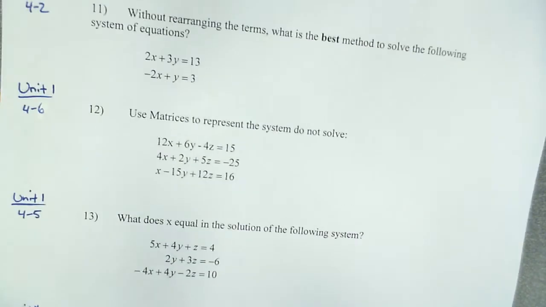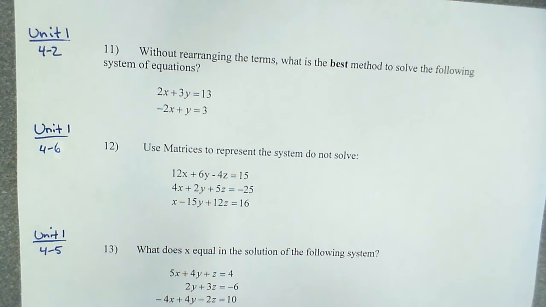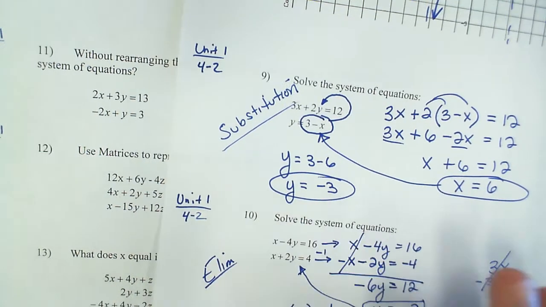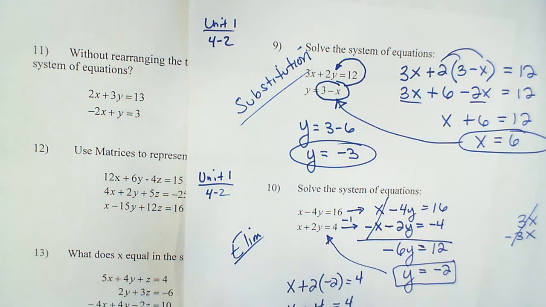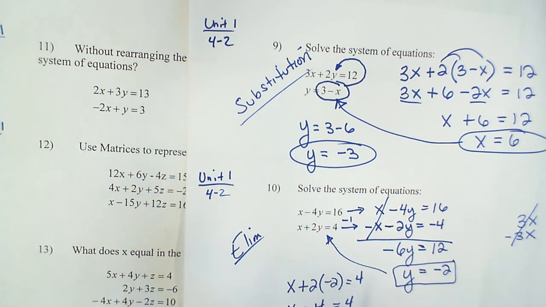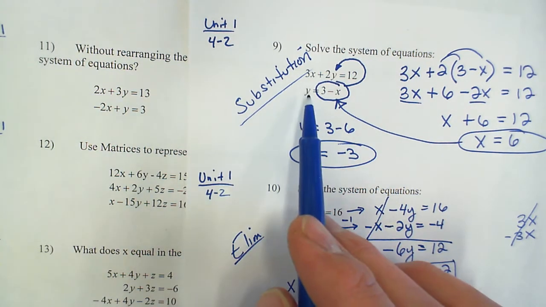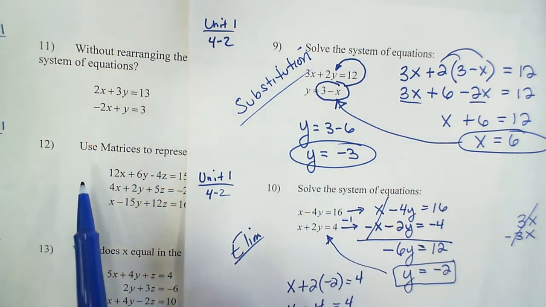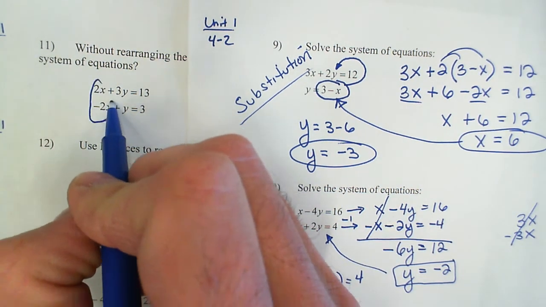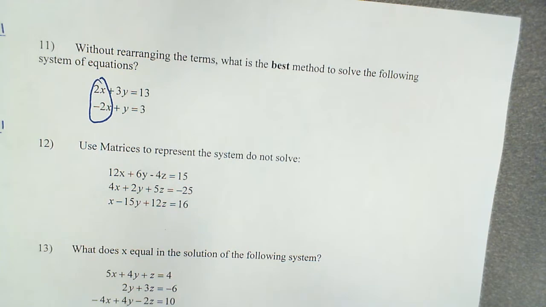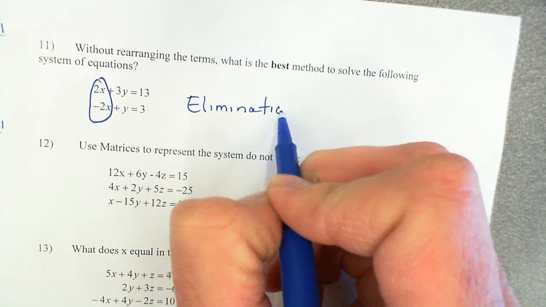Now, looking at problem number 11, it says, without rearranging the terms, what's the best method? So they want us to decide, should we use substitution or should we use elimination? In order to make that decision, we should look at the equations here. And if we notice, it doesn't look like we have a variable all by itself like we did here. It looks like we have a variable that's the same with opposite signs. So because these are the same but with opposite signs, it looks like the best option here would be elimination.